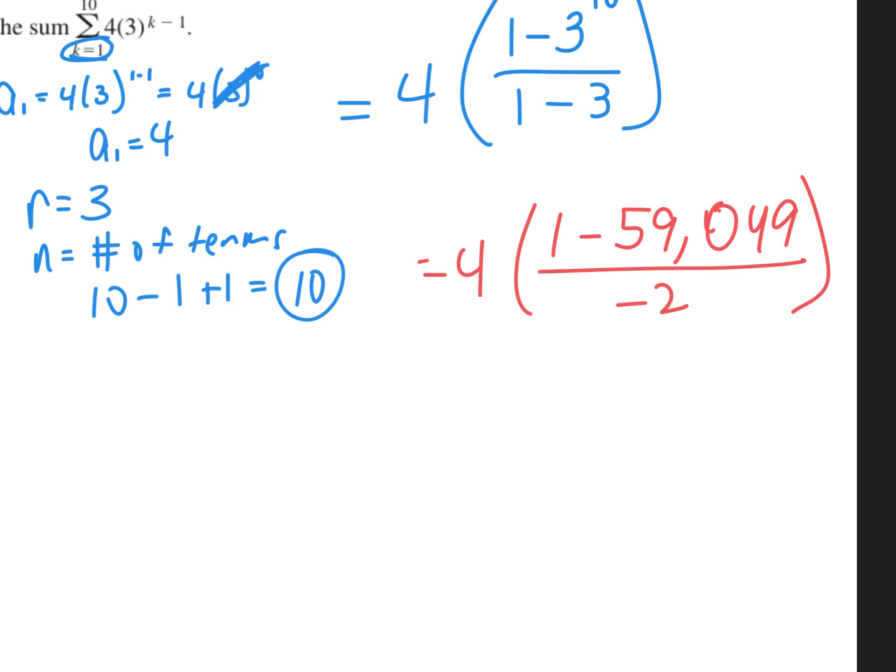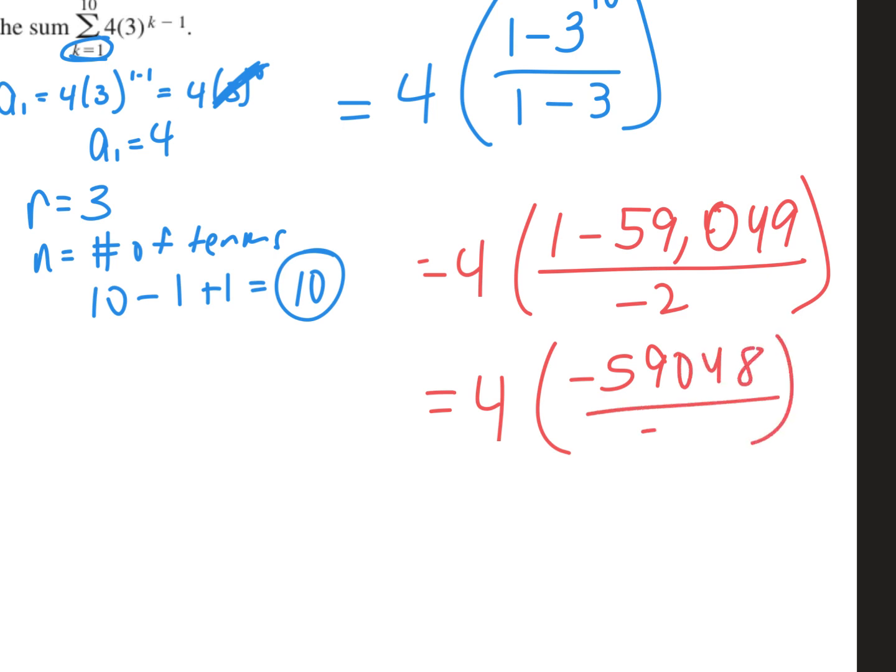Okay. All right, so keep simplifying. Keep that 4 outside. Simplify your numerator. What's 1 minus 59,049? Negative 59,048. Okay, divided by negative 2. When I divide these two things, what should I get? What kind of an answer? Positive. Okay, you got to be careful with signs.